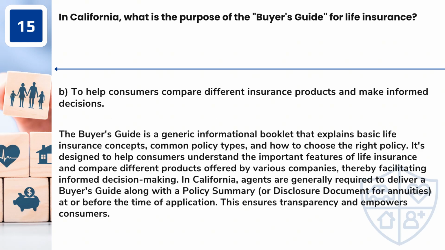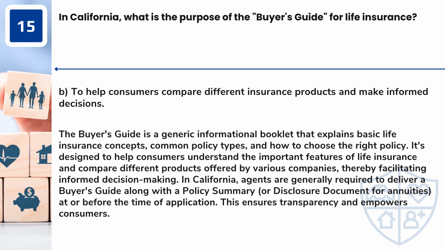Answer: B. To help consumers compare different insurance products and make informed decisions. The Buyer's Guide is a generic informational booklet that explains basic life insurance concepts, common policy types, and how to choose the right policy. It's designed to help consumers understand the important features of life insurance and compare different products offered by various companies, thereby facilitating informed decision-making.